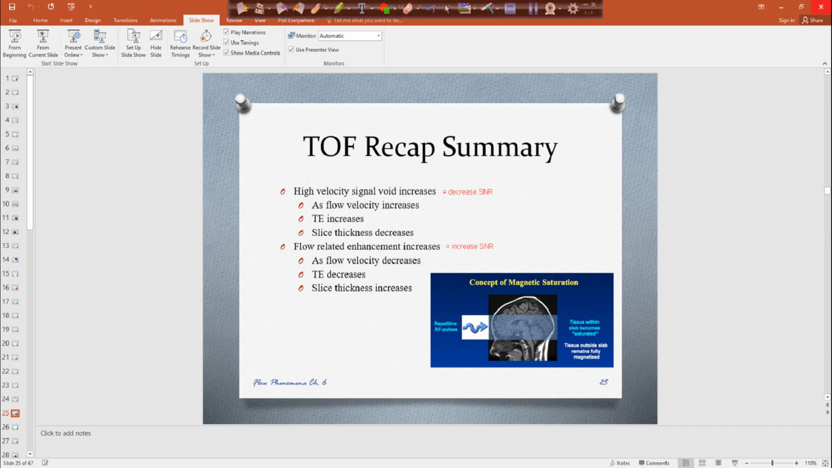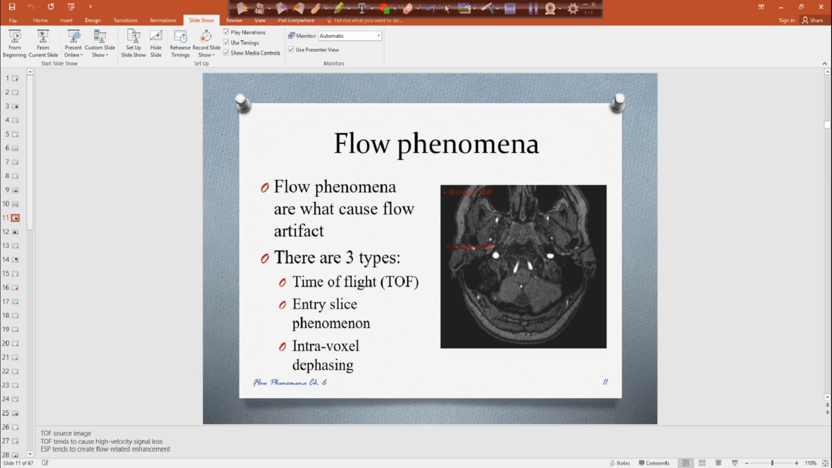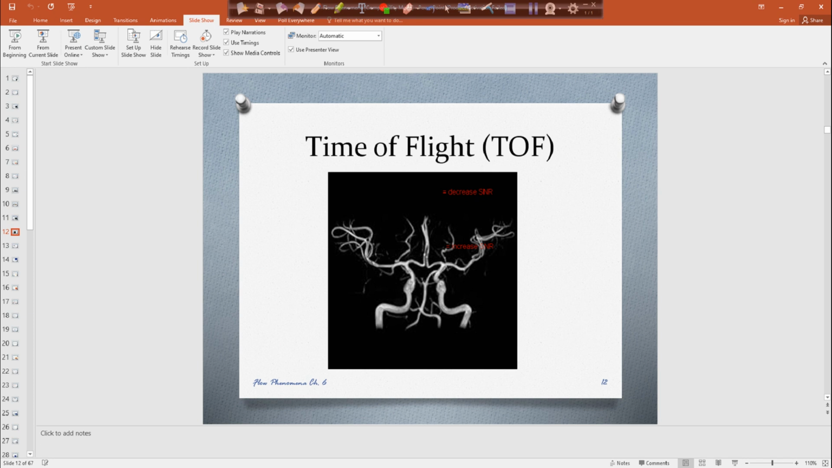let's see where that source image is. Here's a source image. Look at these, these are all the stationary tissues around here. And look at how they're dark. And then your flowing nuclei that are coming up from your carotid arteries are going to be bright. And then it creates something like this, after your maximum intensity pixel, after you nip it.